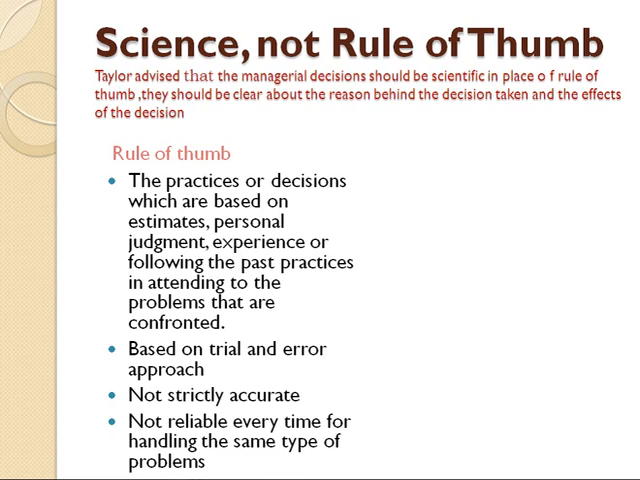If in our day to day life, or while taking any decision we face some problem, then we use our own judgment, experience, or we follow the past practices adopted by our previous managers. These decisions are based on trial and error approach. The manager cannot give precise answers about what may be the result of the decision taken, and these decisions are not strictly accurate also.